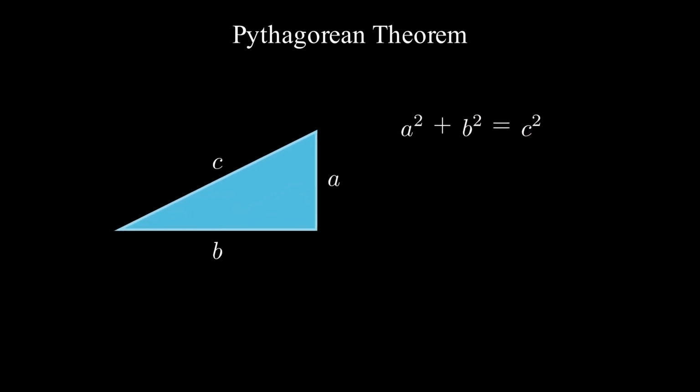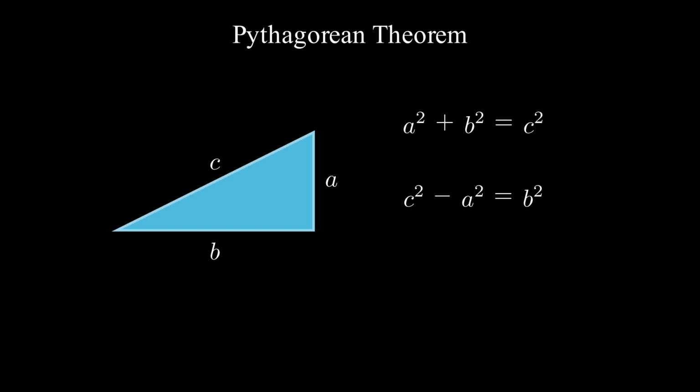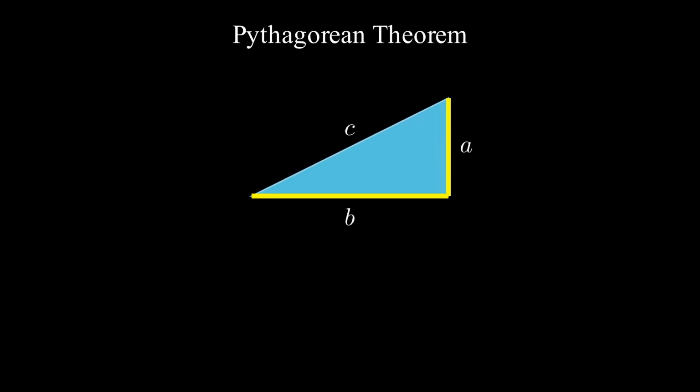Likewise, by rearranging this equation, we can find that C squared minus A squared equals 2B squared. Similarly, C squared minus B squared equals 2A squared. The side lengths A and B are called the legs of this triangle, while this longer side C is called the hypotenuse.